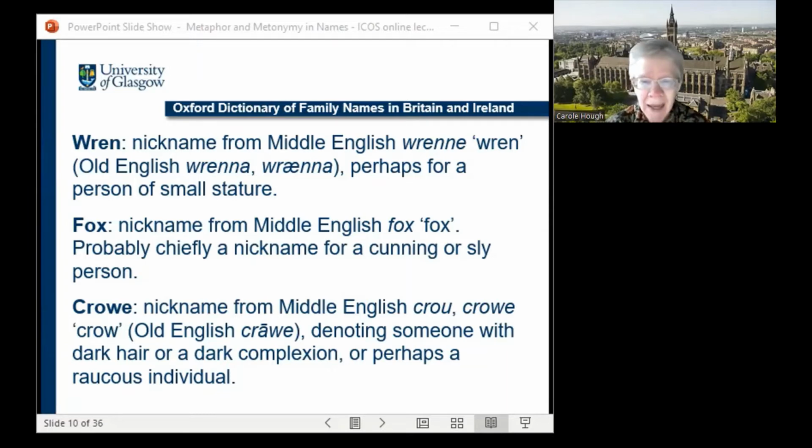As we can see from the words perhaps and probably chiefly in the definitions, these interpretations are not wholly certain. They are the best available, but there is room for doubt. For instance, another possible motivation for fox, suggested by some surname dictionaries, is red hair. In the entry for crow, alternative possibilities are put forward, denoting someone with dark hair or a dark complexion, or perhaps a raucous individual. Here, although we know the etymology of the surname from the bird name crow, there is a variety of interpretive possibilities, all representing metaphorical mappings of different attributes of the bird.